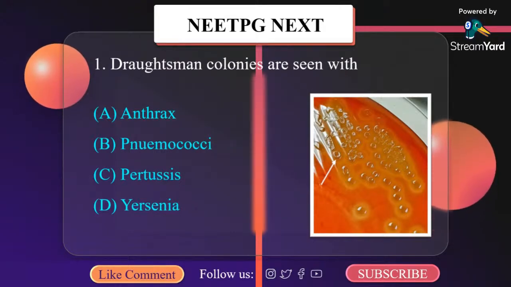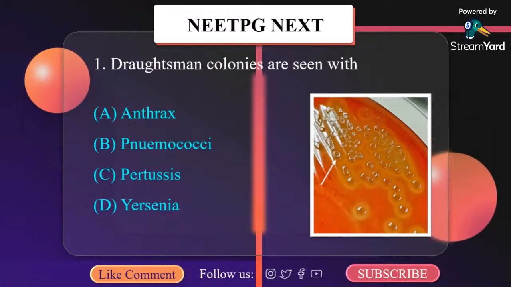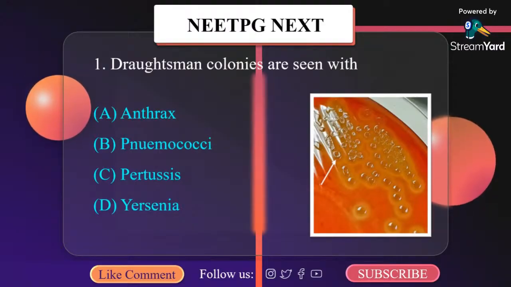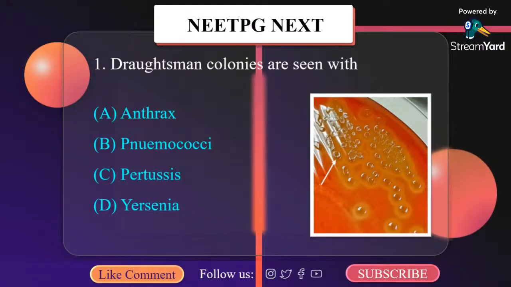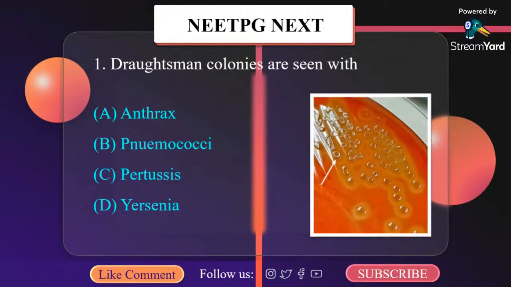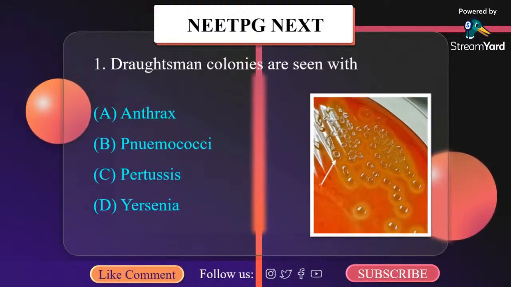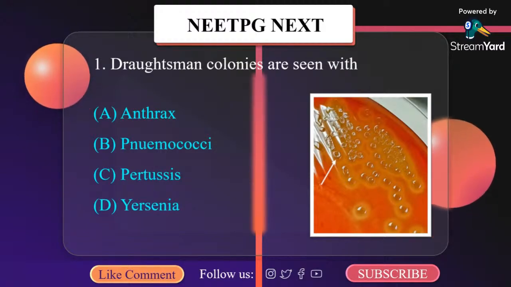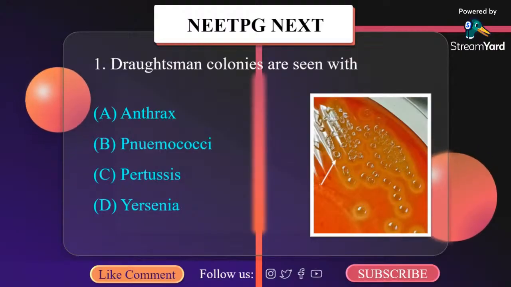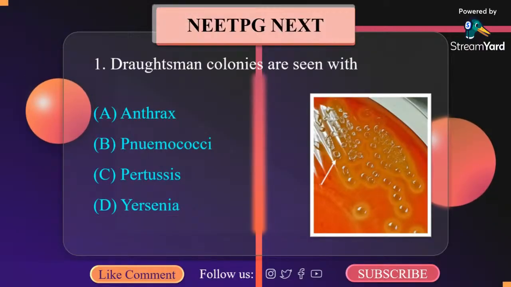Draughtsman colonies are seen with A. Anthrax, B. Pneumococci, C. Pertussis, D. Yersinia. Well, the correct answer here is B. Pneumococci. Due to alpha hemolysis, colonies of pneumococci resemble colonies of Streptococcus viridans, but on further incubation, the colonies of pneumococci become flat with raised edges and central umbonation, so that concentric rings are seen on the surface when viewed from above. That is the draughtsman or carrom coin appearance. So the correct answer here is B. Pneumococci.